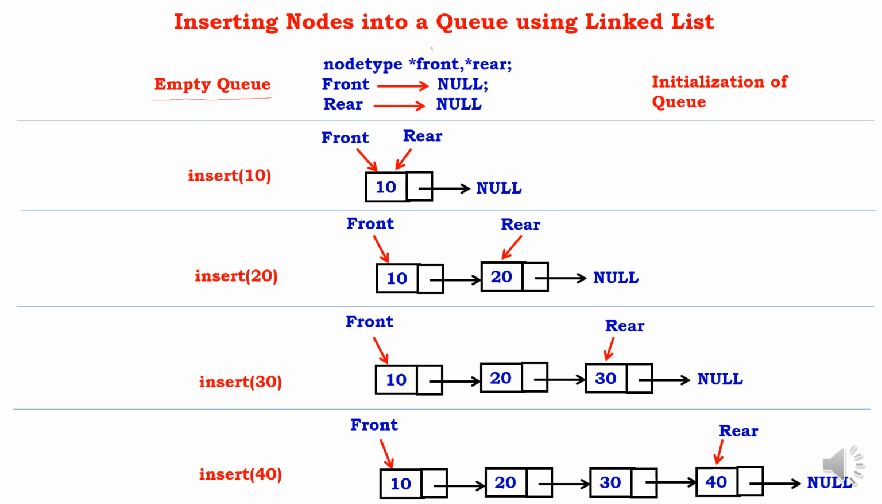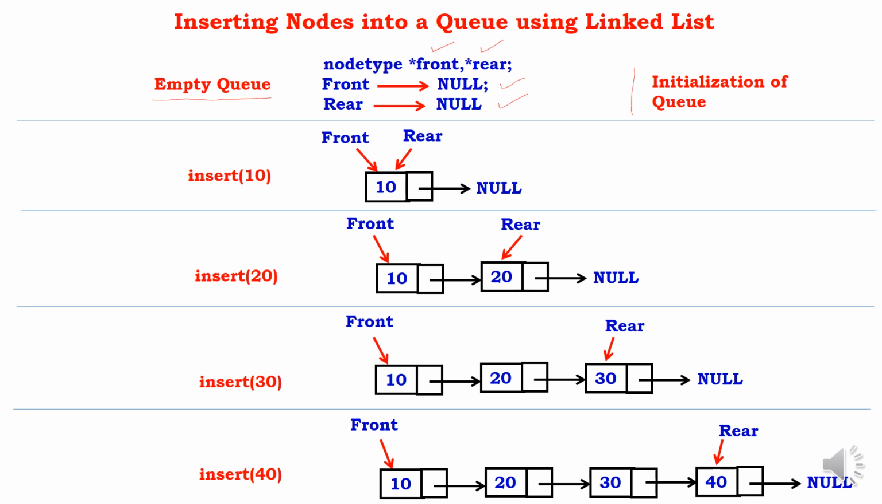So there are two pointers, one is front, the other is rear. Front is pointing to null, rear is pointing to null. This indicates that there are no nodes, which is nothing but initialization of a queue using a linked list. So we are using a linked list to represent a queue where there are no nodes. When there are no nodes, no pointers exist. So front is null, rear is null.